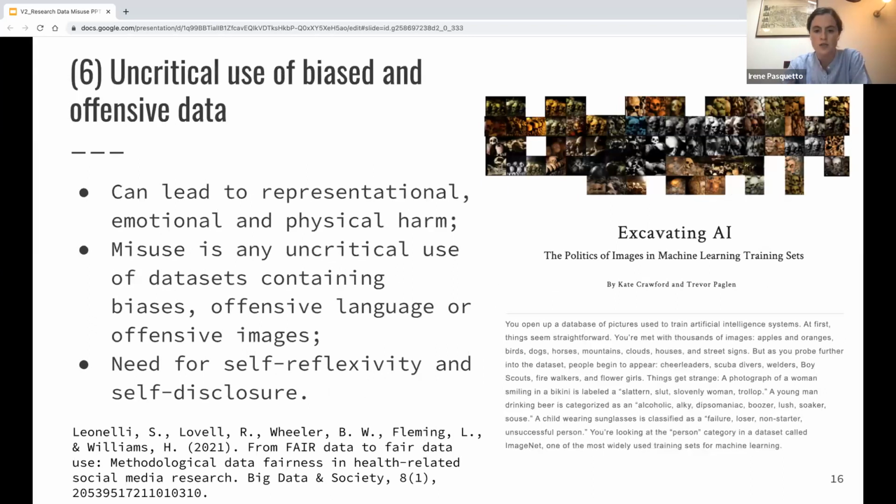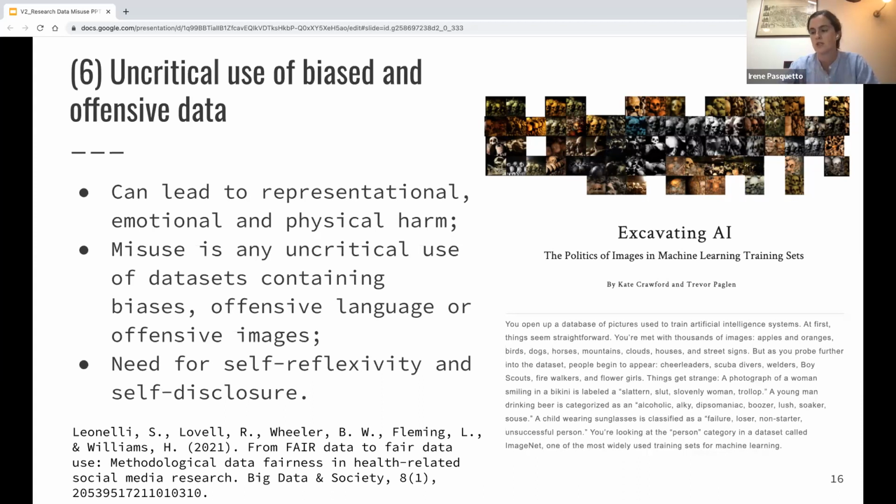Okay, so finally, the last kind of data misuse that we identified consists in the uncritical use of biased or offensive data. The issue here is not that there is an error in the analysis. It's not that the data has been misinterpreted. This is not a problem of privacy or exploitation, but there is an issue with the data itself, which is either biased or offensive. There are plenty of examples of this kind of data misuse, and probably it's the best documented and talked about case of data misuse.